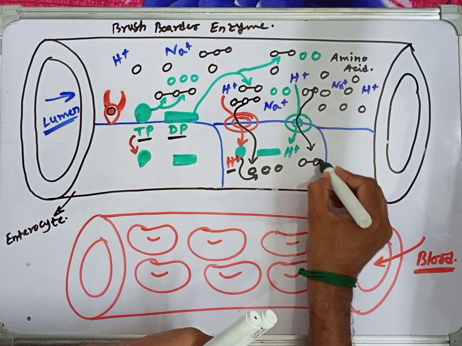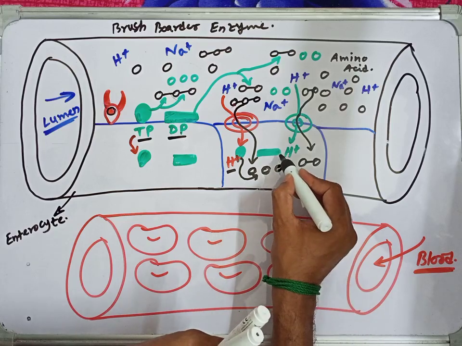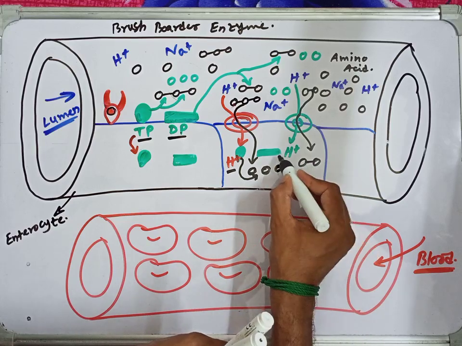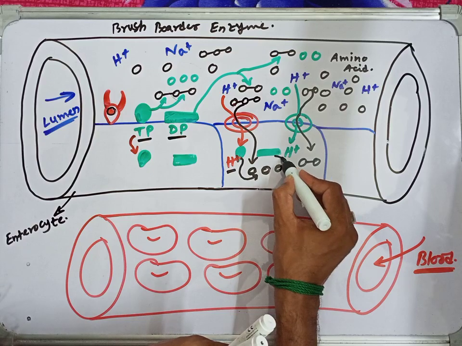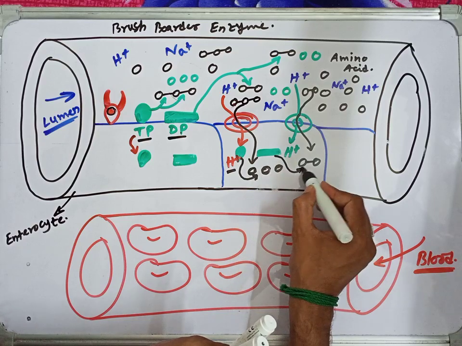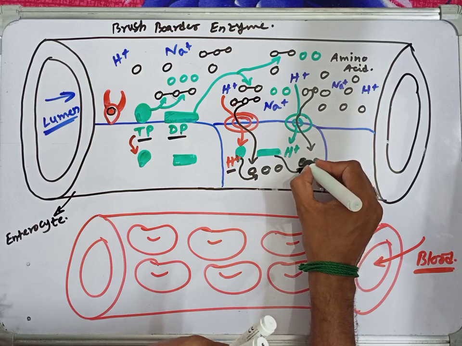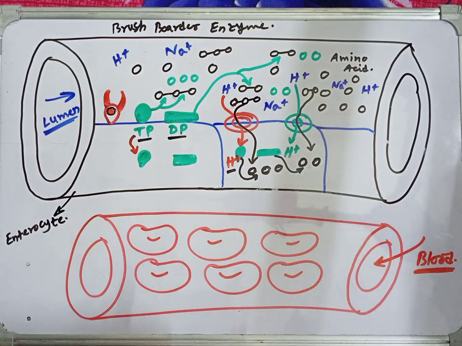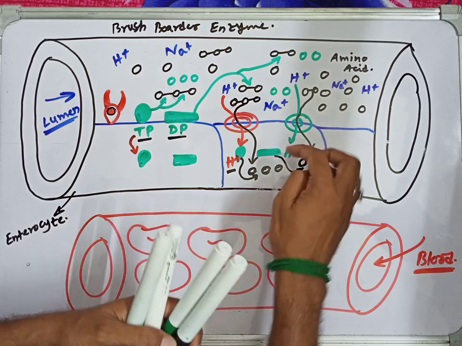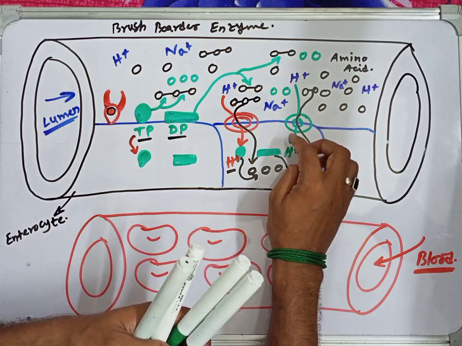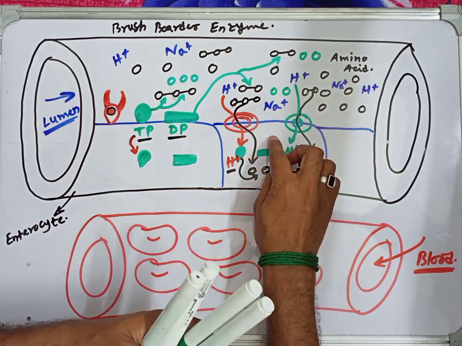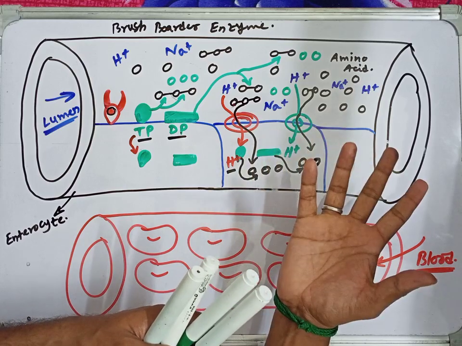There is dipeptidase, and this dipeptide is again digested by the cell's own dipeptidase and makes free the amino acid again, right? Make free the amino acid again. And when lots of hydrogen come inside the cell, then cellular pH becomes low, right?